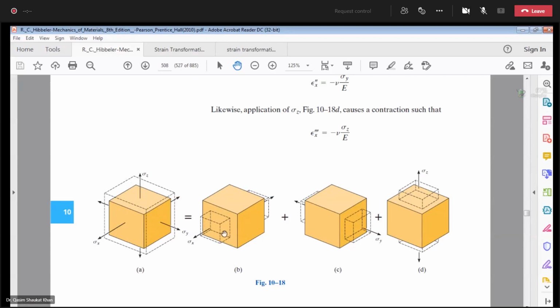Now you see this. We have split this into three parts. So this is your element. Due to sigma x, we are showing the net elongation in the x direction. So the element is elongated in the x direction due to the applied sigma x. Then due to sigma y, this is the elongation along the y-axis. Then due to sigma z, this is the elongation along the z-axis, and net you will get this figure. If you have any query, please ask me.